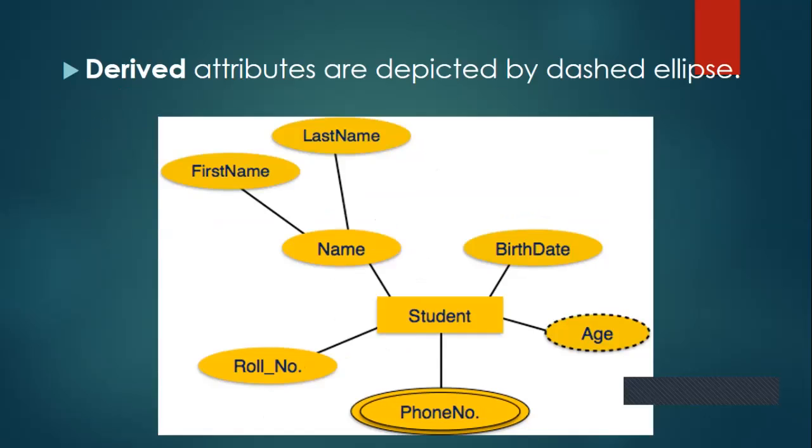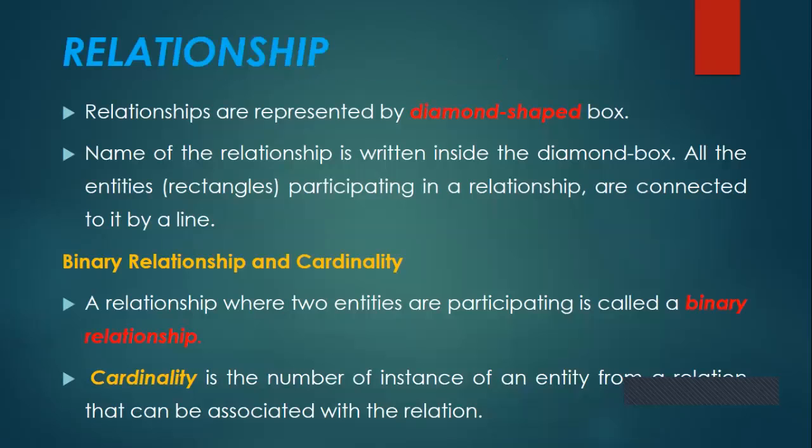Next is the derived attribute. As I have said in components, a student has an attribute date of birth, or birth date. From this birth date, I can derive the age of a student. So age becomes a derived attribute because it has been derived from birth date.